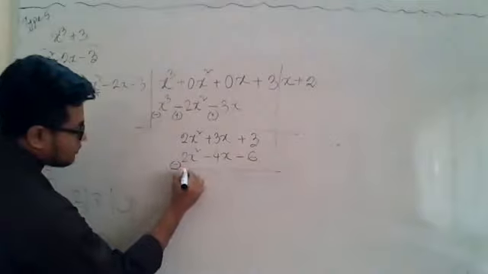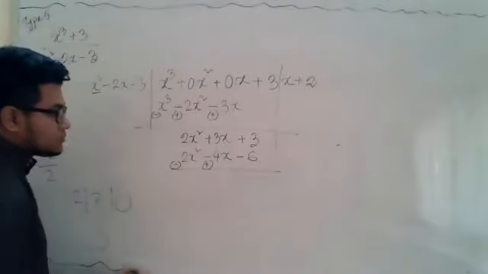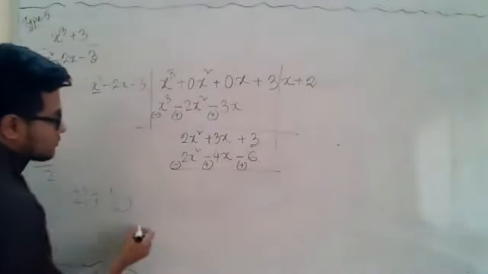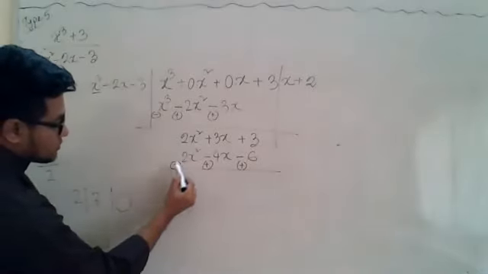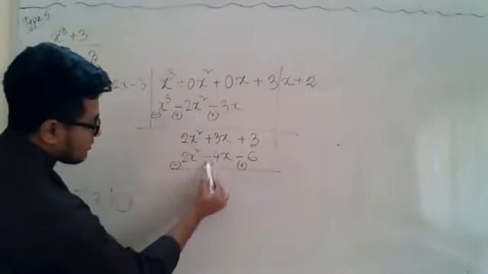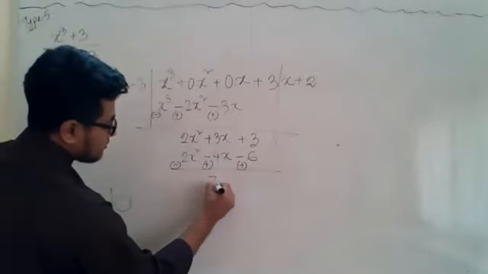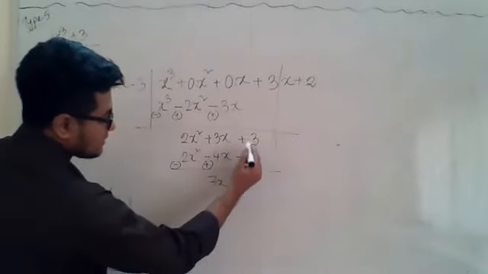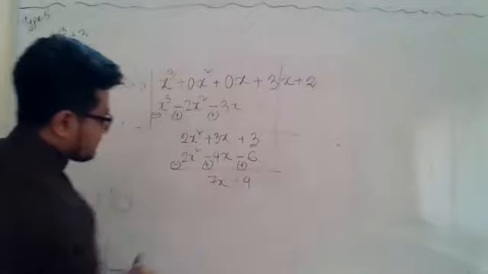Then the lower one's sign will be changed. So as a result, what will happen? 2x square minus 2x square, they will cancel each other. Both are plus plus now. So 4 plus 3 will become 7x, and 6 plus 3 will become 9.